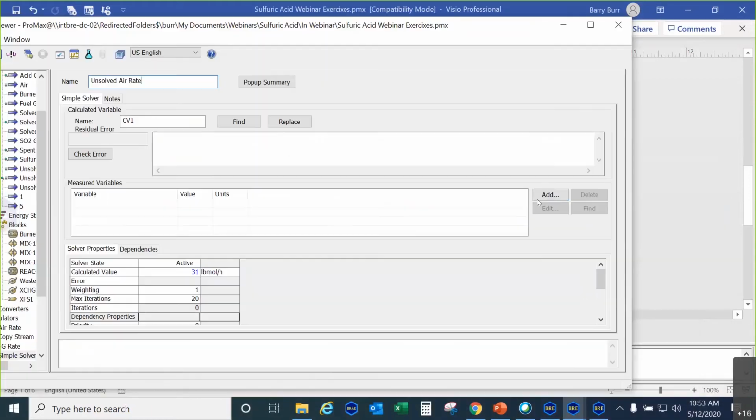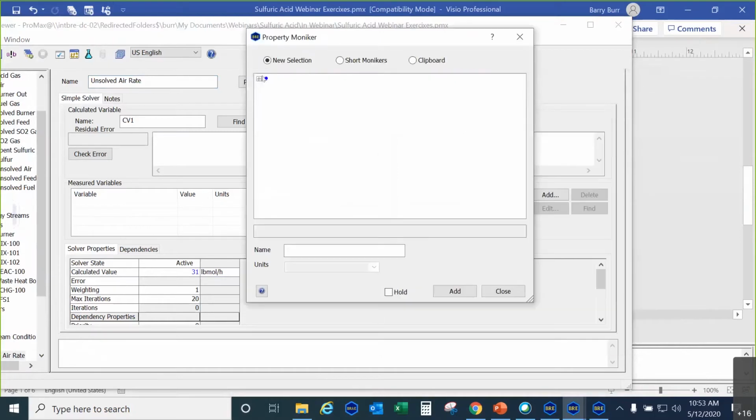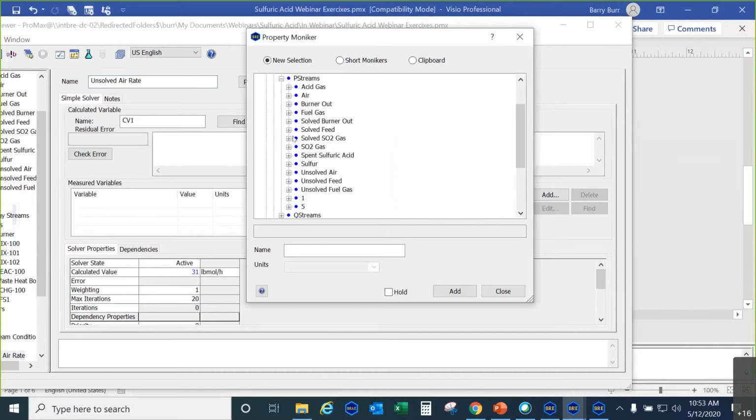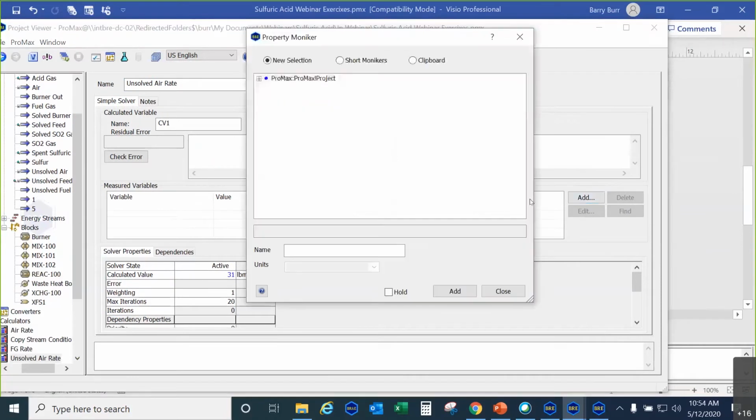So we're going to add a measured variable. I'm going to go to the flow sheet called combustion. And the process stream is going to be the burner out stream. See, now I forgot something. Okay, yeah, that was the burner out stream. I'm sorry. Got to go back through here and find that exact property. So the stream is called burner out.